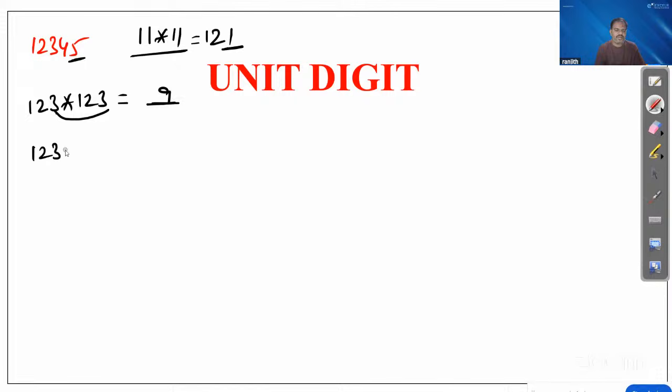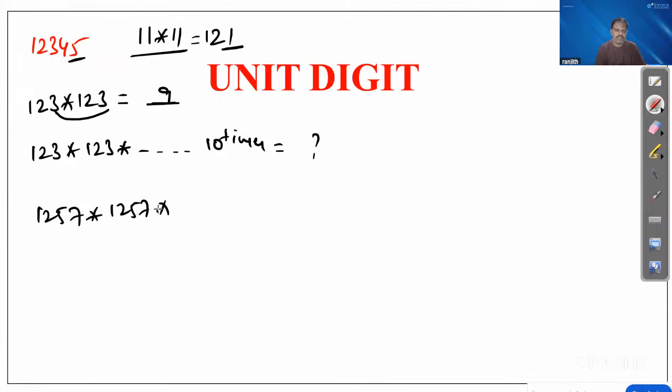Next will be 123 into 123 into, so total 10 times. So what is the units place? Next, 1257 into 1257. What is the units place we are having? 7. 7 sevens are 49. 49 is nothing but 9. 9 sevens are 63. So the answer ends with 3.